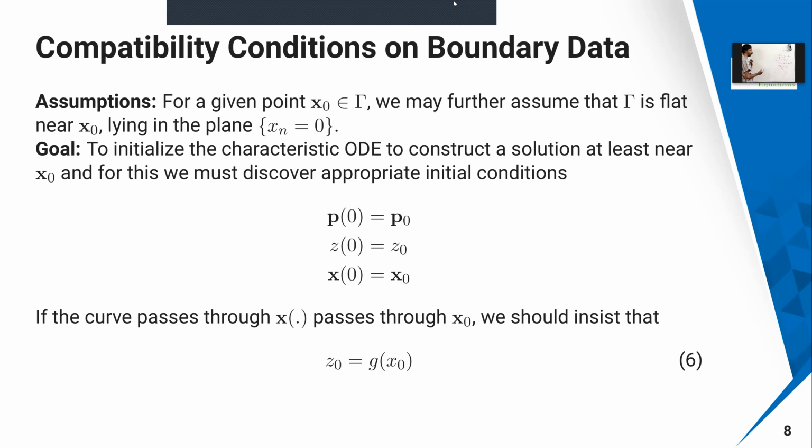What are we going to start with? Initialize the characteristic ODE. What we are going to do is construct a solution near this x naught. That means you have to find what is your p of 0, which is going to be p naught, and x of 0, which is going to be x naught. What is your z of 0? That is going to be z naught. This is the one which you are going to obtain from the previous technique which I have already defined.